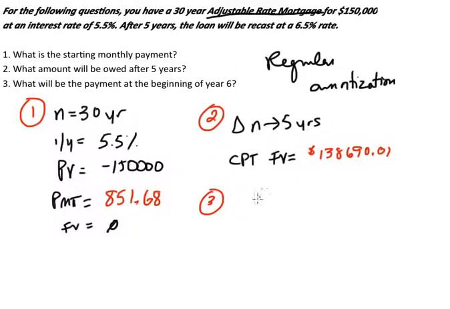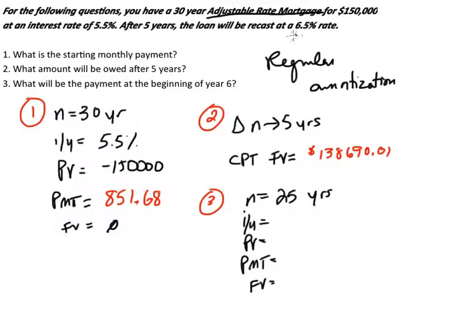Number 3 then is asking what will our new payment be. So now we're starting with a new loan scenario, and it's important to understand that a recast here, which is what we're looking at, essentially means new loan. How many years are left? 25 years are left. 30 minus 5.